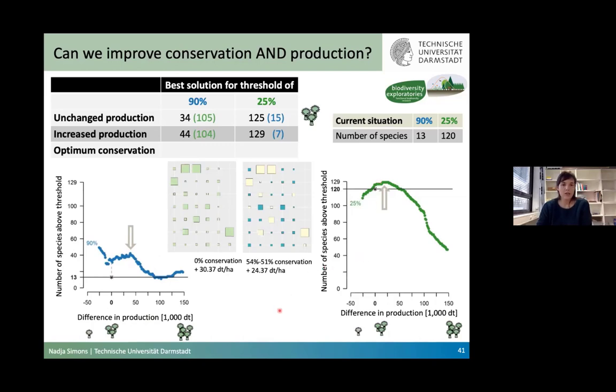What's also interesting is that these landscapes differ a lot. So if we want to have a lot of species with very high population sizes, we need a different landscape configuration that's very similar to land sharing. But if we want to have all species in the landscape reach at least 25% of population size, we need a landscape configuration that's more similar to a land sparing approach.